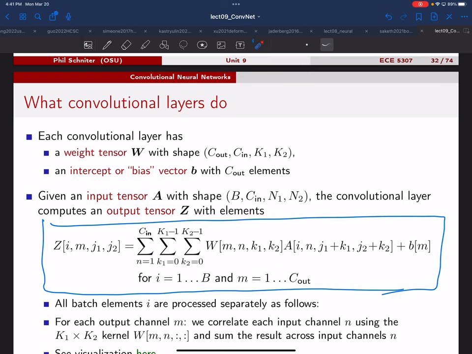And I do that for every one of my C output channels. This whole operation happens identically for every batch index I. So the batch index is not very important. It appears here in the outputs, here in the inputs. The kernels themselves are not dependent on the batch, right? The same kernel is applied to every batch element. And then here, this is just that bias term, which is just a different scalar applied to all the pixels, but it's a different one for every output channel.